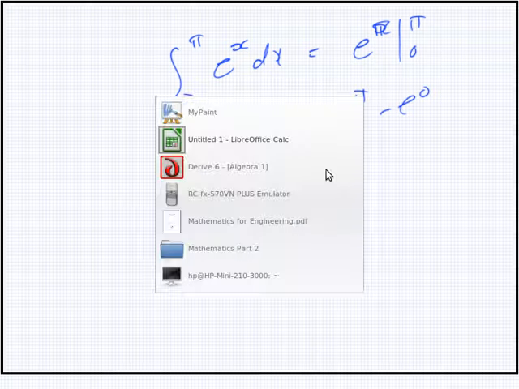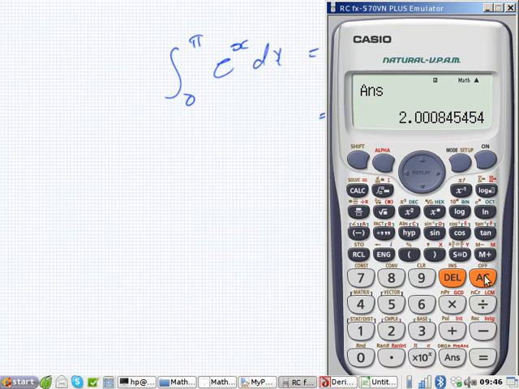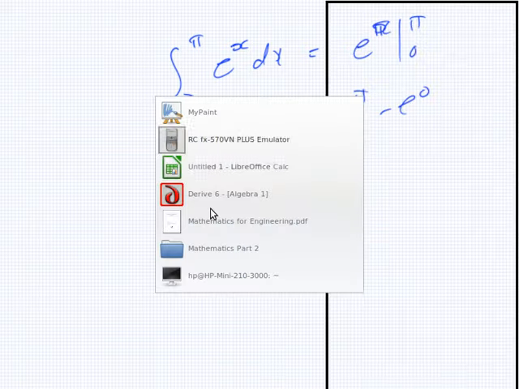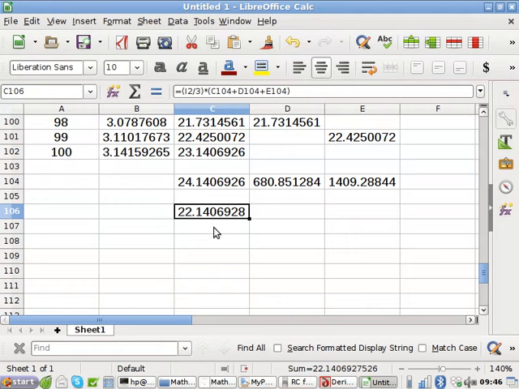Can we just hit that in on the calculator? Let's see what we get. e^pi minus e^0, which is 1, and that's 22.14. And when I look at my spreadsheet, I get 22.14. You see, so it's a very, very nice way to integrate very accurately. And once you make the spreadsheet, it's not so difficult to change it for different functions.